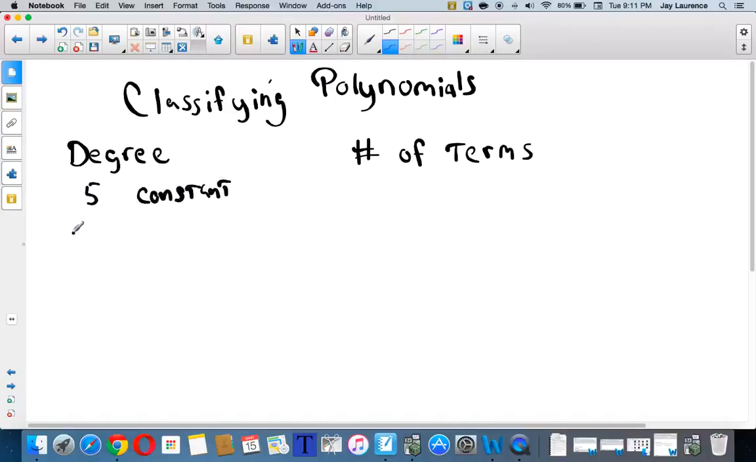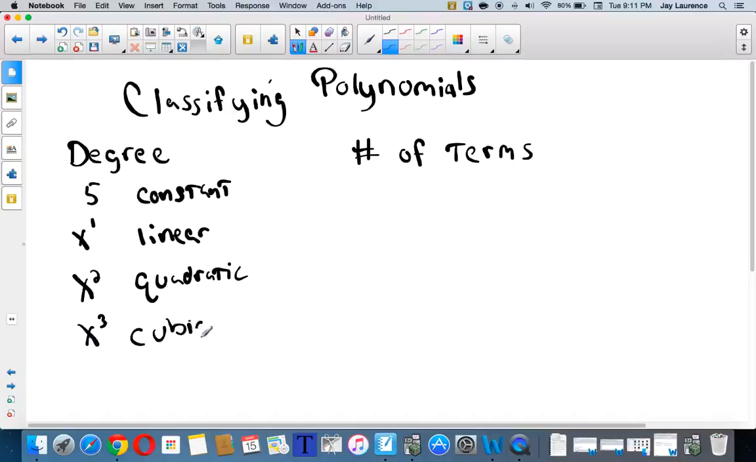If our highest degree is x to the first power, then we call it linear. It's a linear polynomial. If we have an x squared as our highest power, then it's quadratic. You notice the trinomials we've been working with have been quadratic. Third degree is cubic. And the fourth degree would be quartic. The way you remember that is 4 is quarters.